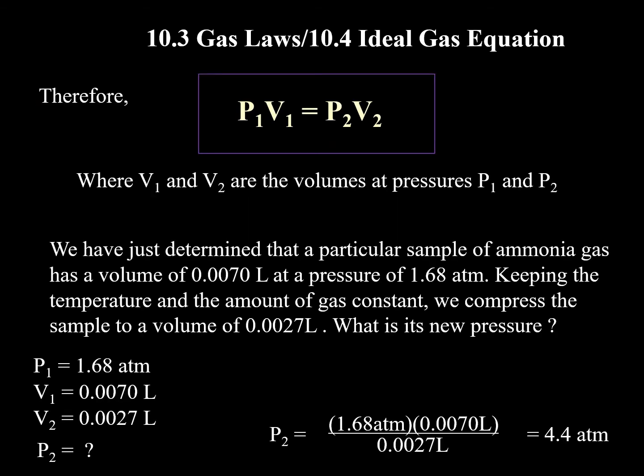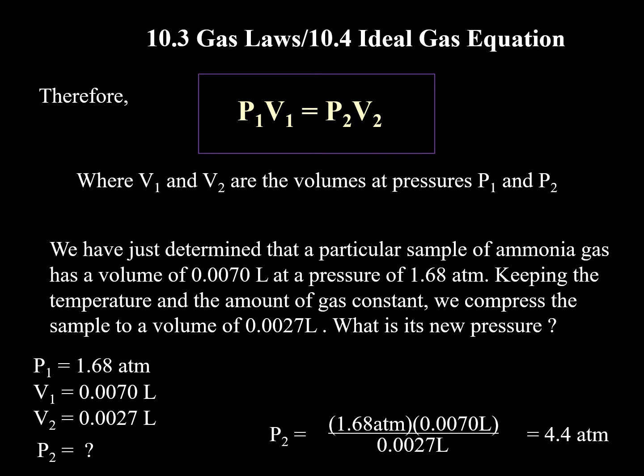So as I just said, P1 V1 equals P2 V2. Let's try to put this in our problem. We have just determined that a particular sample of ammonia gas has a volume of 0.0070 liters at a pressure of 1.68 atmospheres. Keeping the temperature and the amount of gas constant, we compress the sample to a volume of 0.0027 liters. What is its new pressure?